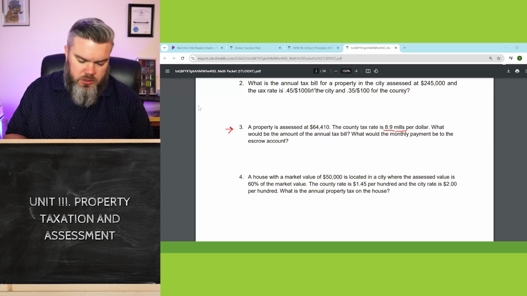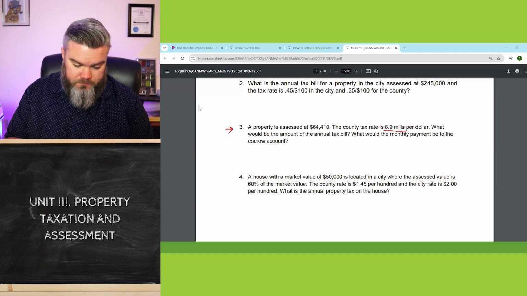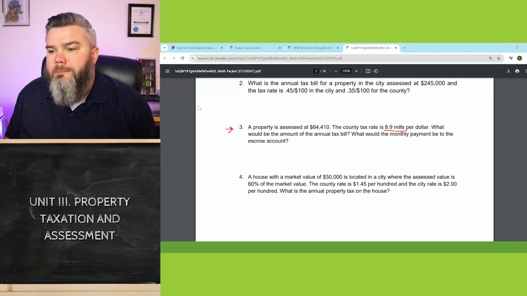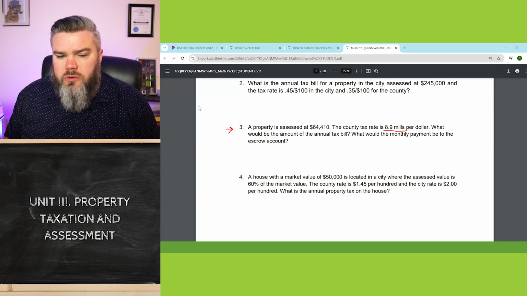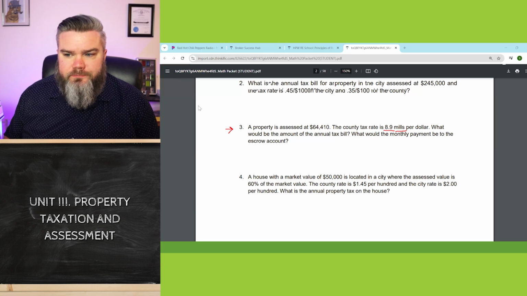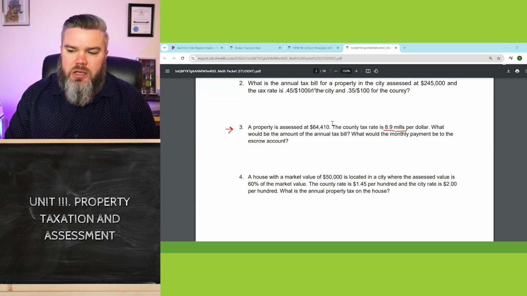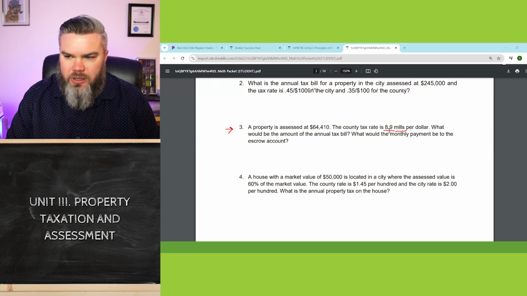Give you just another moment, and we will go over it. So, property is assessed at $64,410. The county tax rate is 8.9 mills. It's not per dollar, that's kind of a redundant thing. The 8.9 mills is all it's going to say on the test. What would be the amount of the annual tax bill and what would be the monthly?